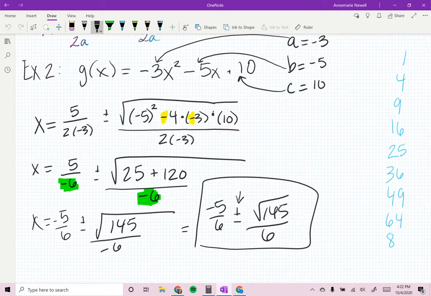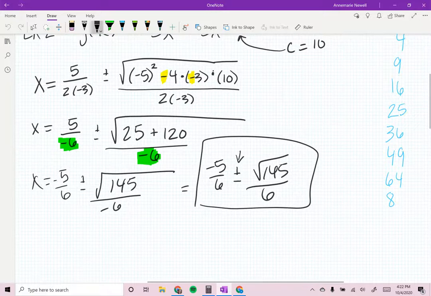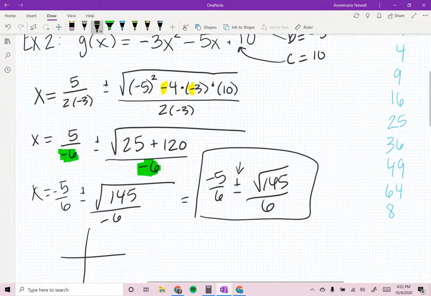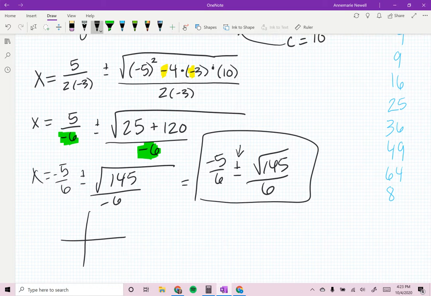Okay, but what does this mean? This looks so crazy. I don't know what any of these numbers stand for. Okay, so let's actually think about this again. So we're going to have our graph of our parabola. Remember I said it's opening down. It has a y-intercept of 10, so it's probably like over here, something like that.